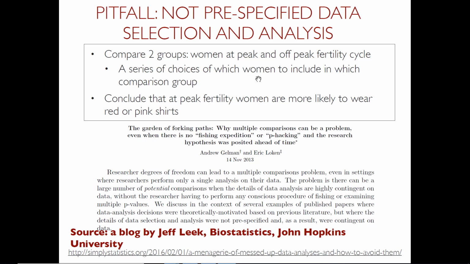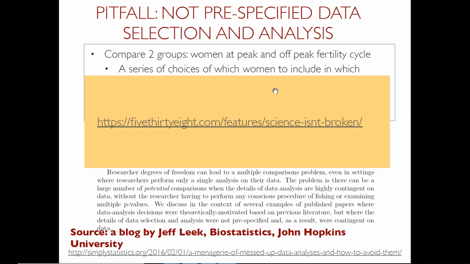Here's another one, also from the same blog. Here people studied women at peak and off-peak fertility cycle. And arguably, deciding when it's off and when it's at peak is not trivial. So what they were doing was essentially reclassifying which women were in which group, by looking at the data. This should be in this group, no, this should be in that group, and so on. Then we find silly things like women at peak fertility like to wear red and pink shorts. So you can show pretty much anything.